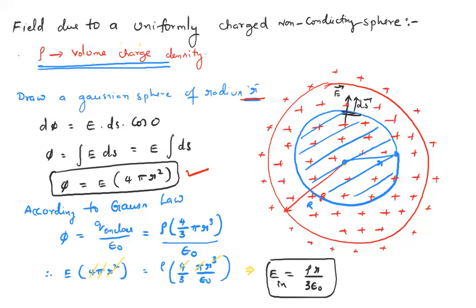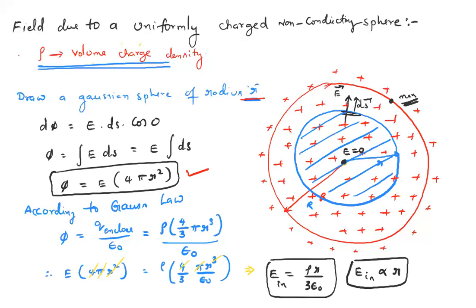That means at an inside point, electric field is directly proportional to distance. At the center of the sphere, what is the electric field intensity? It is 0. As you go on, electric field intensity increases and it will be maximum on the surface. Later on, we know that it will decrease this way.